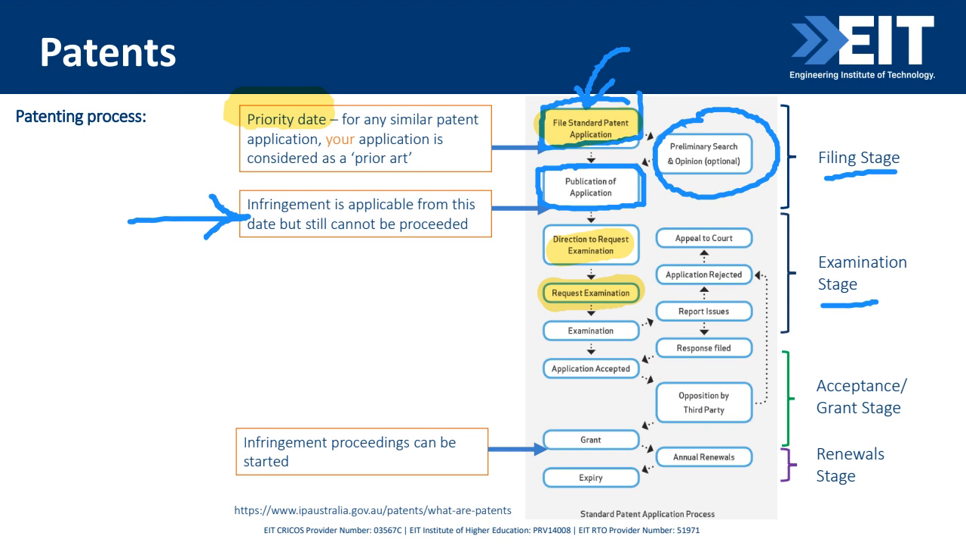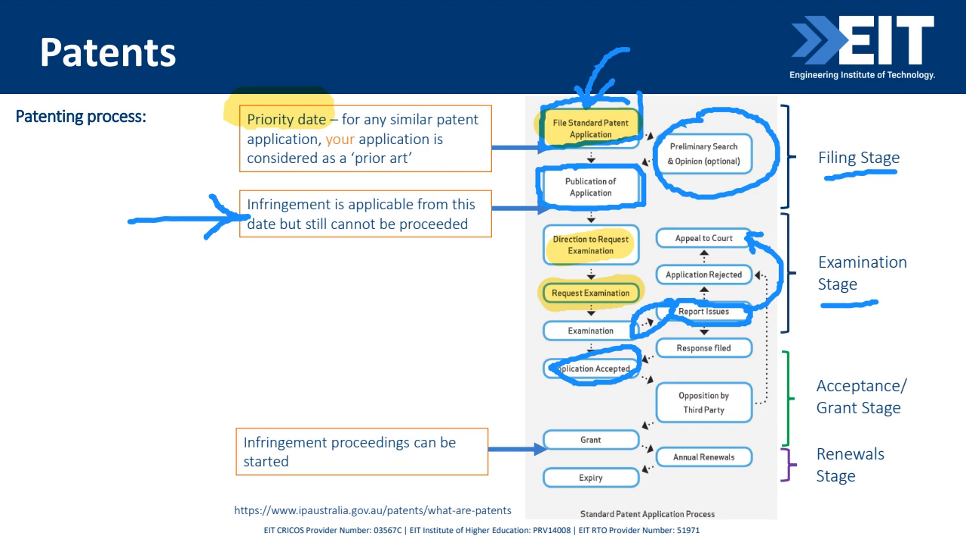There are two possible outcomes. If everything is all good, your application is accepted. Or if there are some issues, they will issue a report. Sometimes the report will ask you to provide some responses. You can file the responses, and if acceptable, the application will get accepted. Sometimes the application will be rejected based on major issues. If that is the case, then you can appeal in the court. That decision can be appealed.